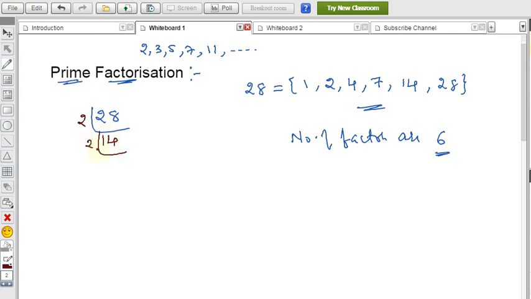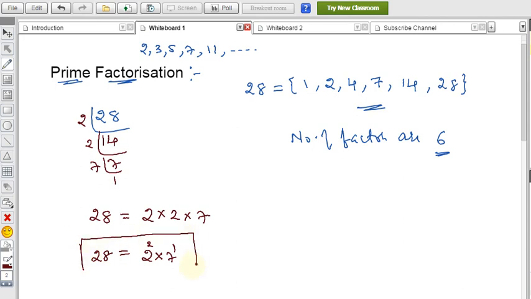Again 2 is possible, so 2 7s are 14, and now it's not divisible by 3 or 5 because 7 is a prime number and 7 1s are 7. So finally 28 I can write in the form of a product of primes as 2 into 2 into 7. If you write it in power notation, 2 to the power 2 into 7 to the power 1. So 28 I can write in the form of a product of primes like this.